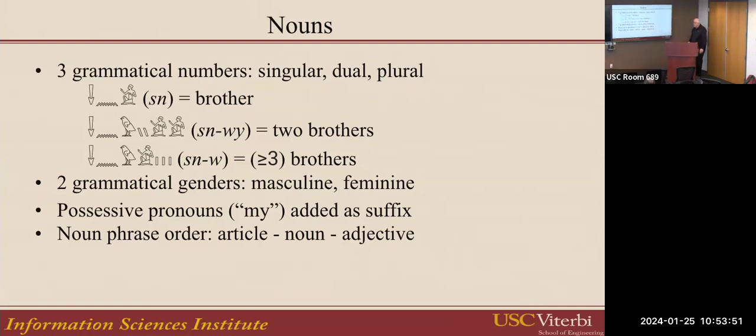So there's 2 grammatical genders, masculine and feminine. Possessive pronouns are added as a suffix to the end. As a general order for noun phrases, it is article, noun, and adjective. Articles only came later, so Old Egyptian didn't have articles, but they became prevalent quite a bit later on in Egyptian. And then the adjectives have to agree with the noun.